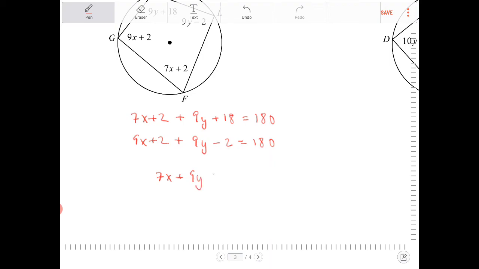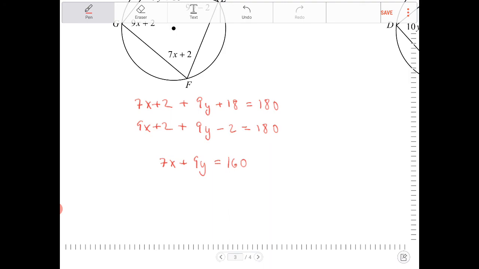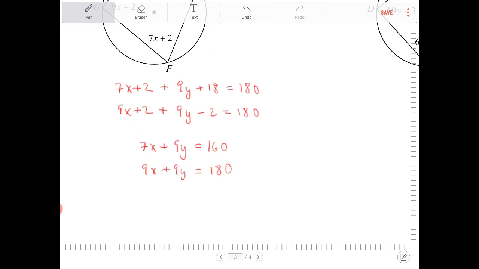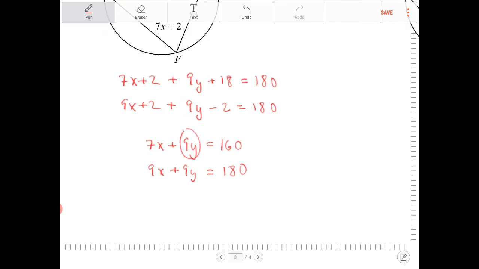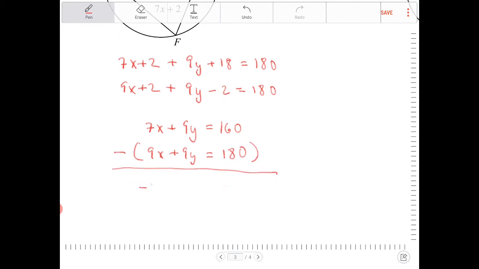Combine like terms and subtract over anything that doesn't have a variable. I end up with 7x plus 9y is equal to 160. The bottom equation, I have 9x plus 9y is equal to 180. Before I divide, because I noticed that there are common factors of 9 over here, I can just immediately subtract the top equation by the bottom equation. And if I do, I end up with negative 2x is equal to negative 20. x will therefore equal 10.